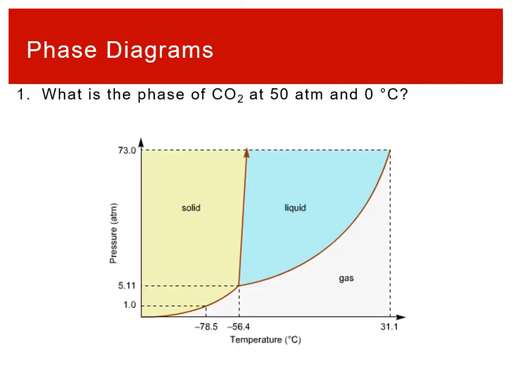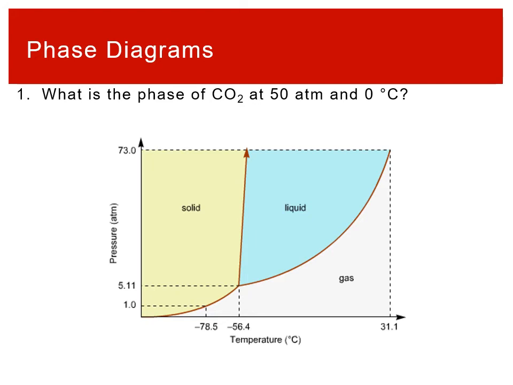So let's interpret our phase diagram. You'll note this is CO2 for the phase diagram. Again, this line is slanted to the right. That's what it looks like for most everything else besides water. So what is the phase of CO2 at 50 atmospheres and 0 degrees Celsius?